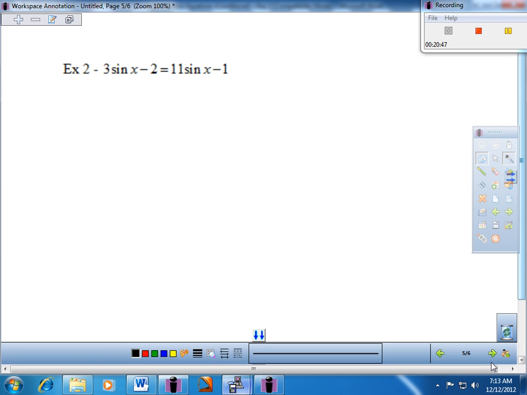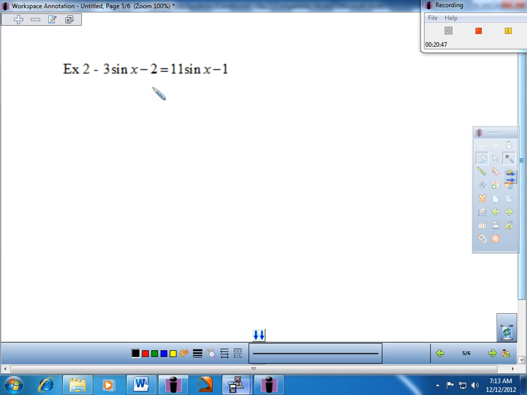3 sine of x minus 2 equals 11 sine of x minus 1. There are an infinite number of solutions to this equation. I would like the primary 2, most likely here, the primary 2 on our primary interval, of course. So that would be from 0 to 2 pi. So this is just a basic algebra 1 problem, except instead of x, it's sine of x. But I'm going to treat it the same way, everybody.